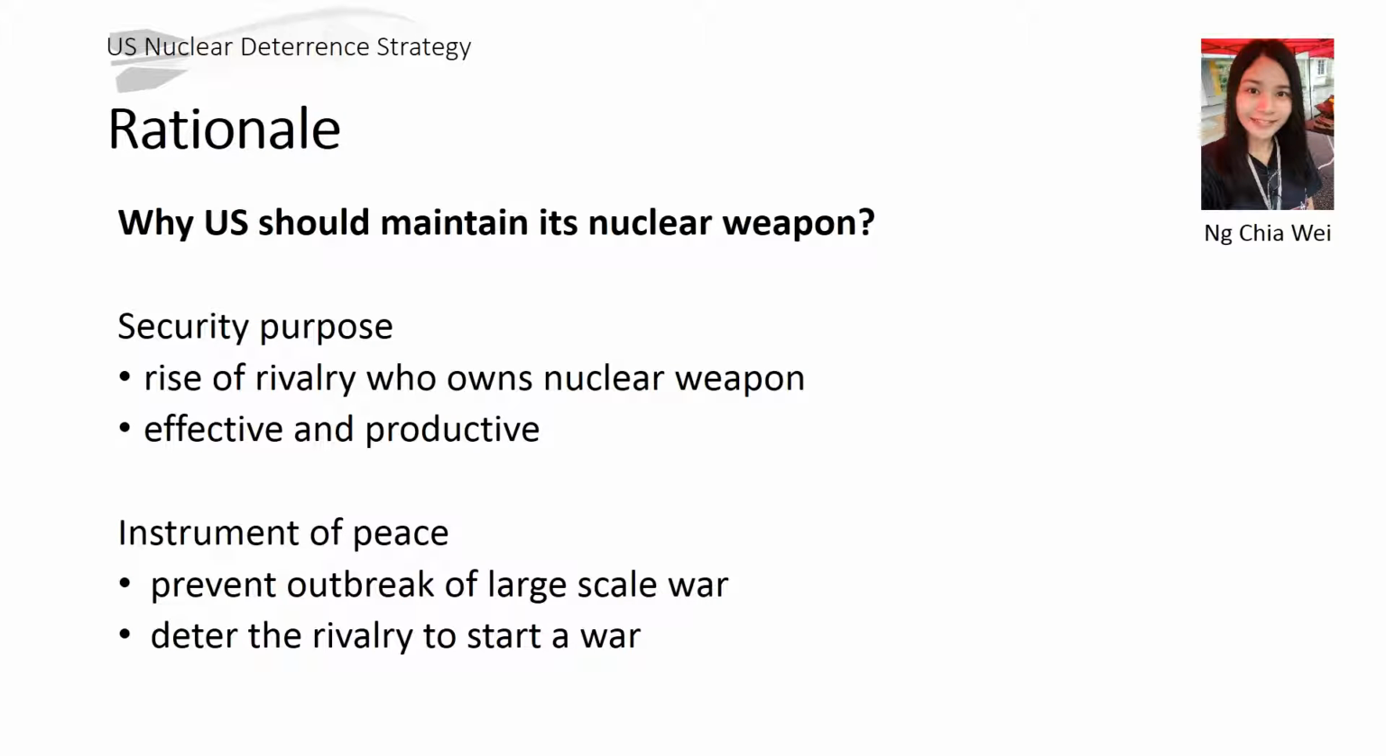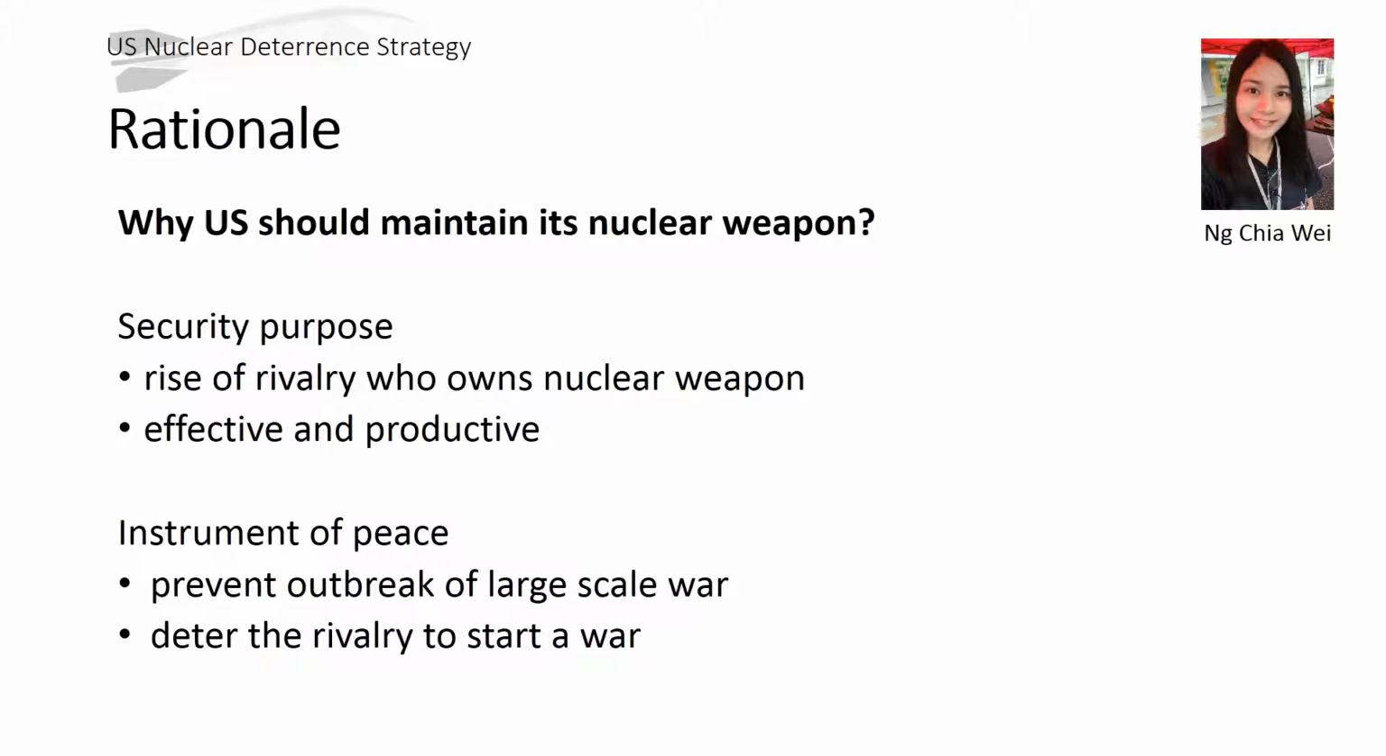Now, I will proceed to the rationale section, which discusses the reasons why the US should maintain its nuclear weapons. Over the years, some scholars have argued that US nuclear weapons should not be abolished, and one of the reasons for owning nuclear weapons is security purposes. Some also argue it is an instrument of peace based on the nuclear deterrence strategy.